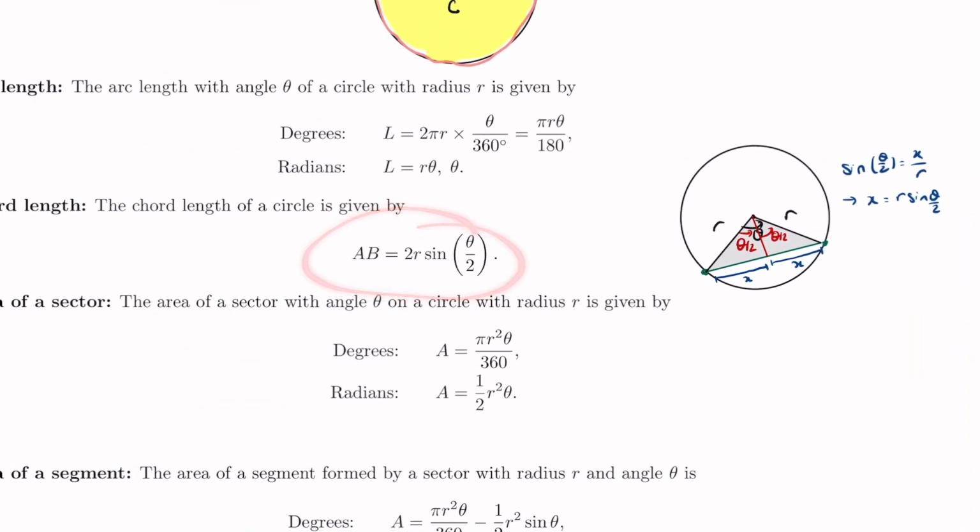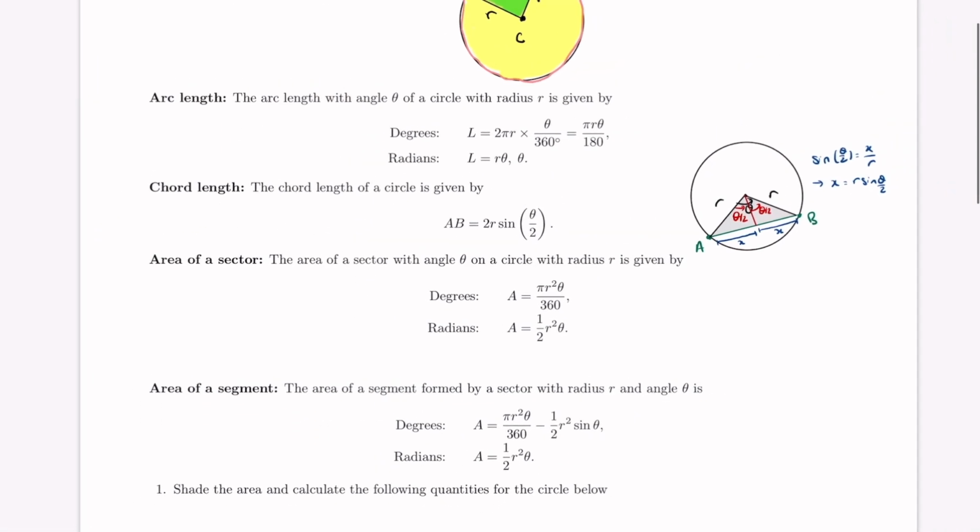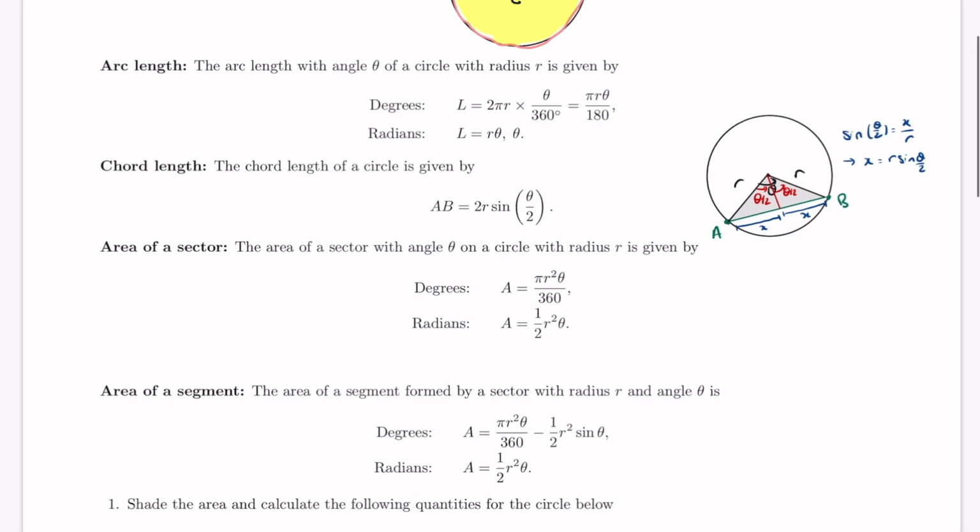So hopefully that's quite simple. Just to align with what the formula is saying, I'm going to label this side A and this side B, okay? All right, next up, we've got the area of a sector.